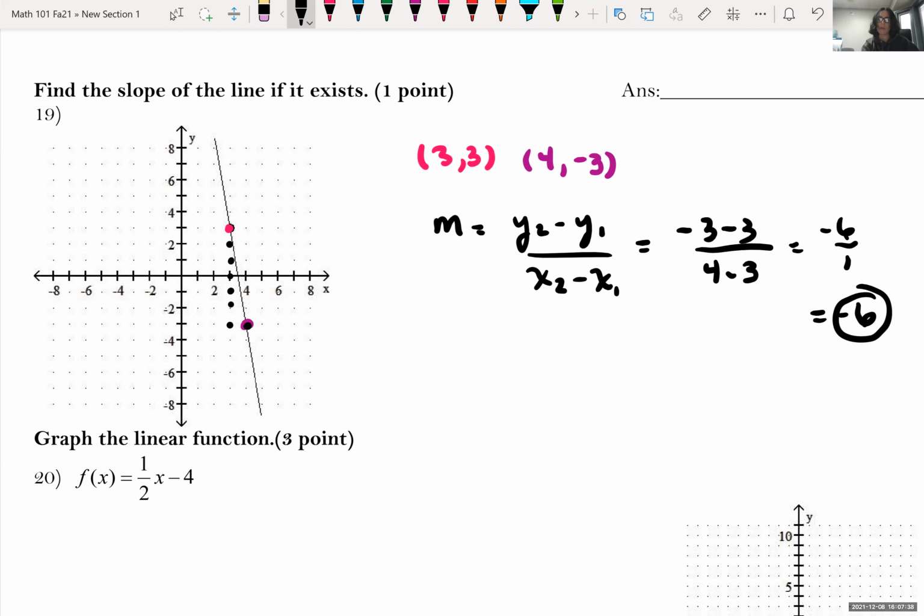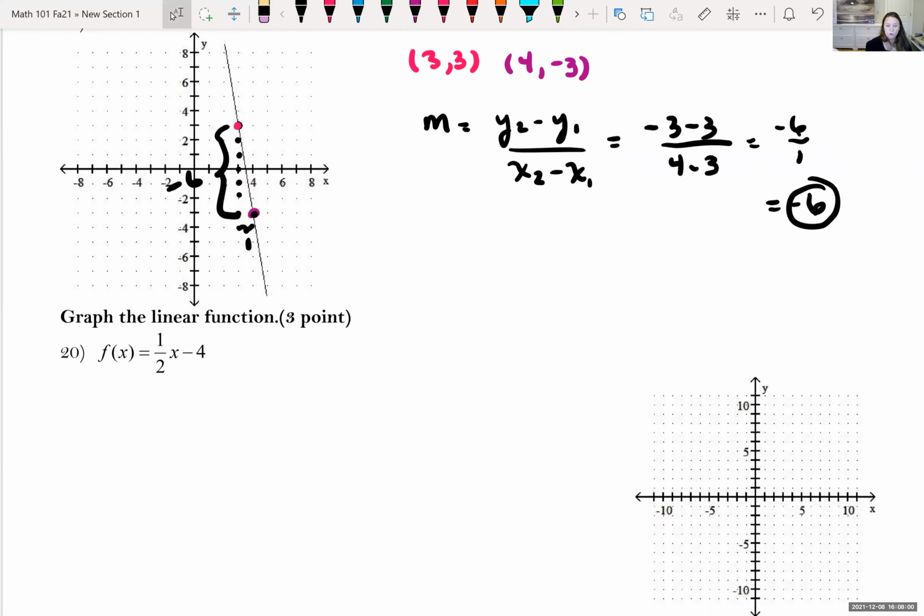On the test, we need to show our work though, correct? If it gives you that graph like that, maybe you could just show me, oh, this is -6, just so I know what you were doing, if you didn't have anything there. That would show me that you knew what you were doing.